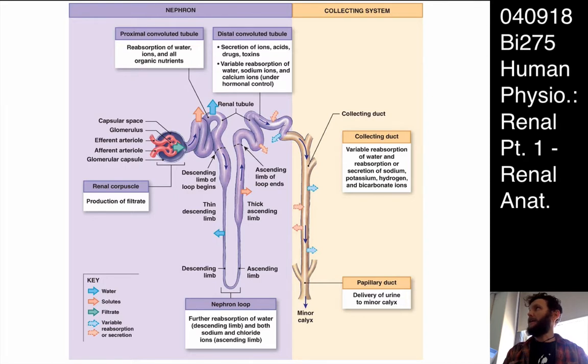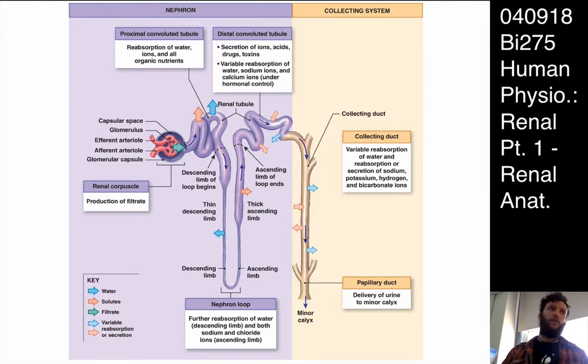The corpuscle is then surrounded by this capsule, this renal capsule, and there's a capsular space into which the filtrate that's coming out of the blood passes. So the renal corpuscle has two ends. There's a vascular pole. This is where the afferent and efferent arterioles enter and emerge. And then there is the urinary pole, the other end.